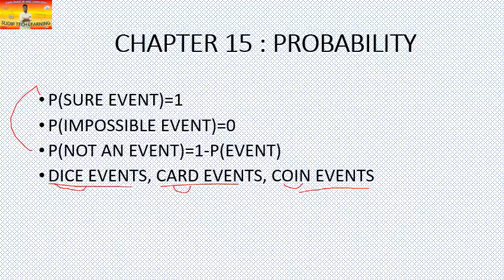Okay, then the third thing is coin type events. In coin type events, you have to know there is a head, there is a tail, it is tossed once or tossed twice. Find the probability. Okay, these are the types of questions that are coming.